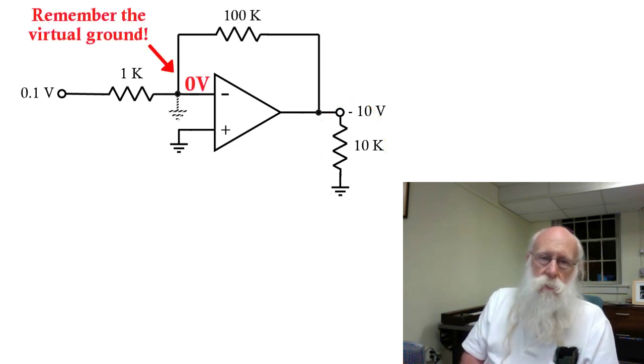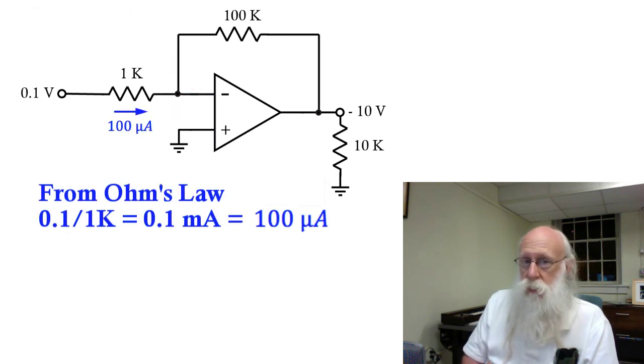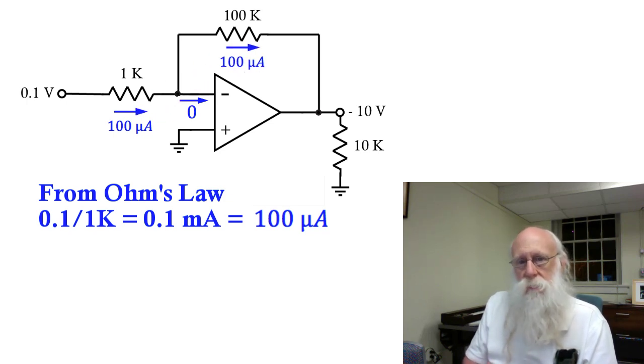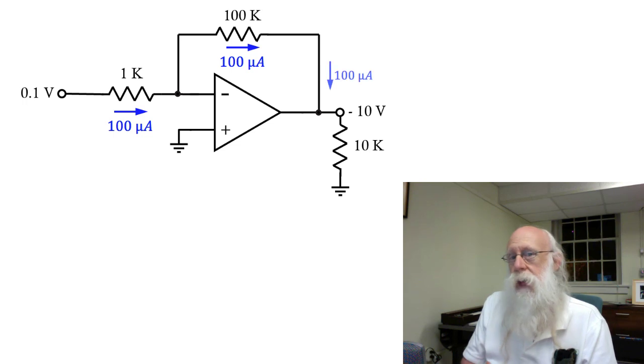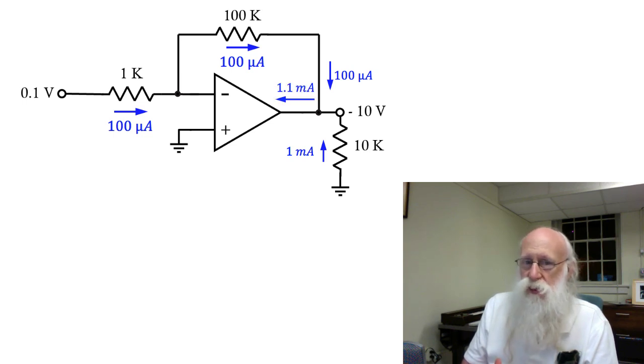Now, note that there is 100 microamps through the 1K and thus through the 100K, so you've got 100 microamps heading toward the output from the feedback resistor. You've also got 1 milliamp flowing upward into the output through the load resistance. So that's a total of 1.1 milliamps heading into the output.